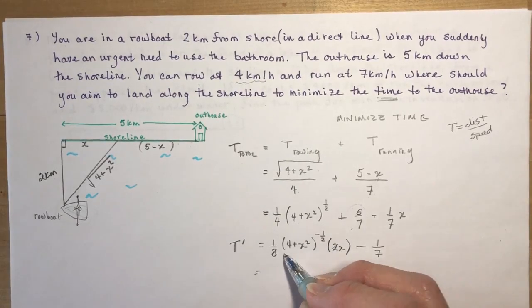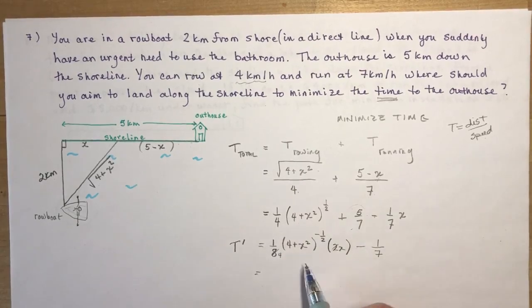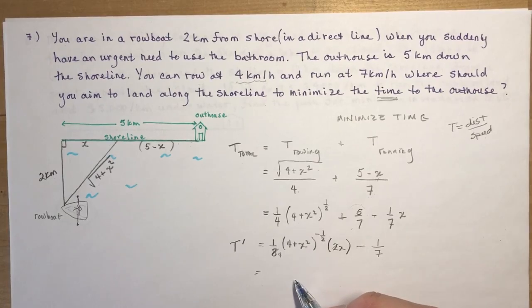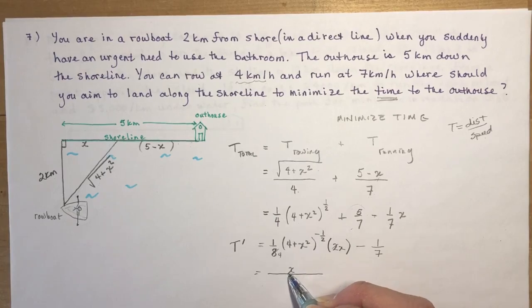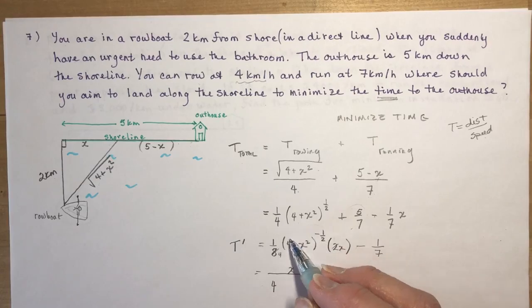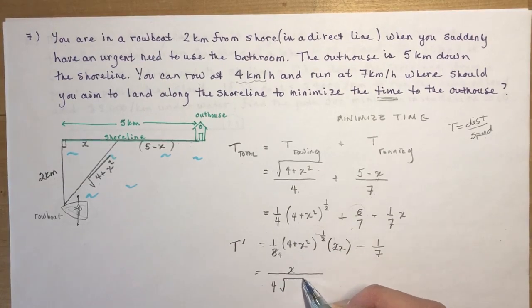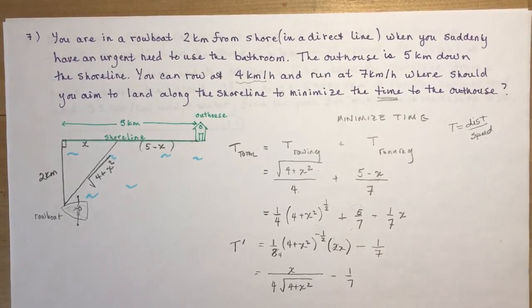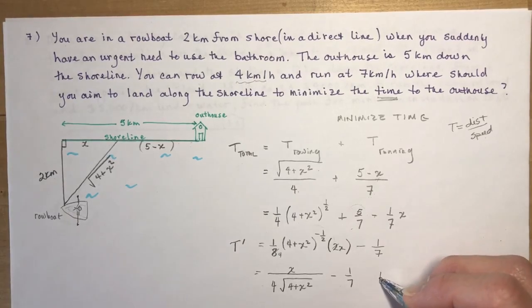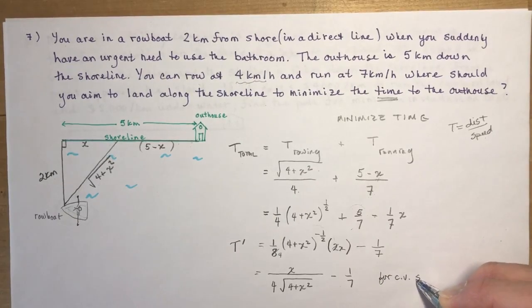So the 2 goes into the 8 4 times. That's in the denominator. Now remember, you have to be careful about what's on top and what's on the bottom. So what do I have left on the top here? I have an x, right? This x here. I have a 4 in the denominator, and this radical is also in the denominator. So the square root of 4 plus x squared, and minus 1/7. Okay, so now I can say for critical values, set t prime equal to 0.